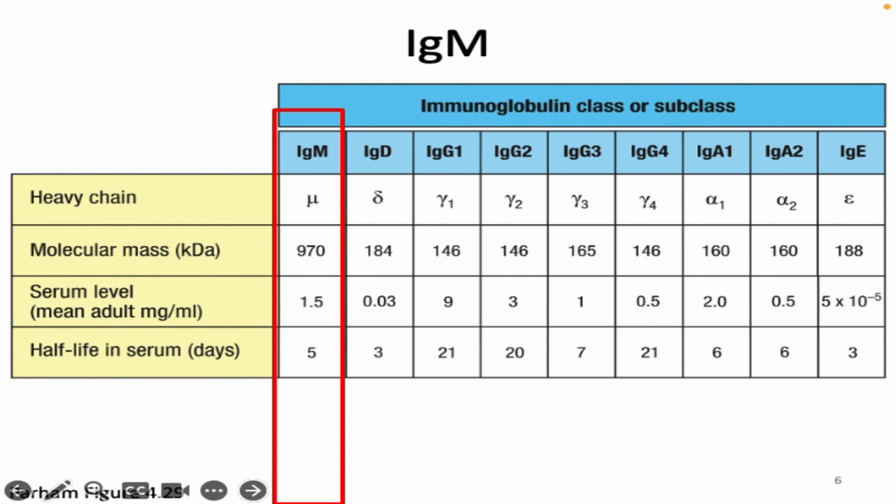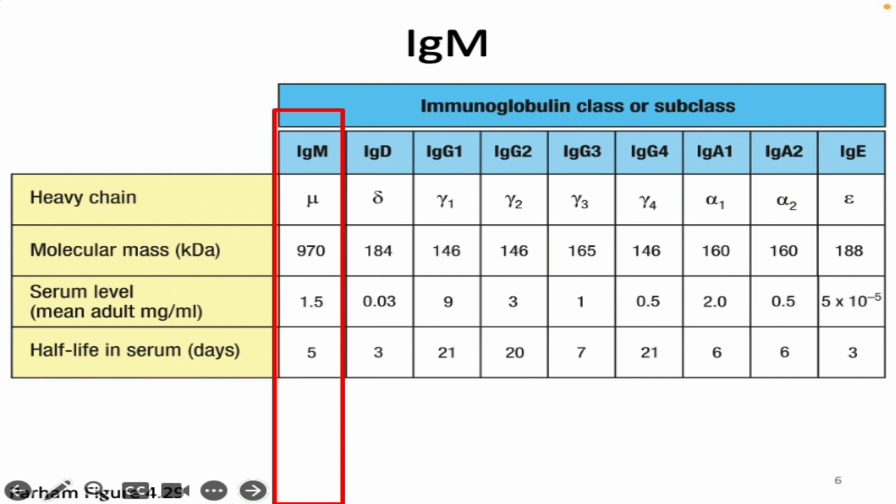And I've got a little red box around IgM on this table. So what do you notice really stands out about IgM from this table? What's unique about IgM? Yeah, Brooke? It has a large mass. You can see that the molecular mass of IgM is way bigger than all of the other ones.